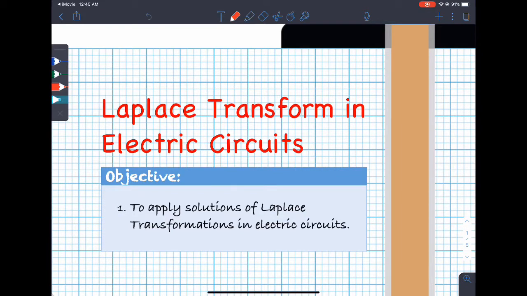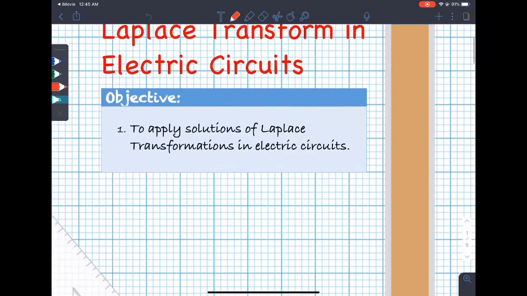On the application of Laplace transformation in electric circuits. At the end of this presentation, we should be able to apply solutions of Laplace transformation in electric circuits. Just like in the applications of electric circuits for first order differential equations, Laplace transformation can be used in solving such problems, using the Laplace transform as well as the inverse Laplace transform.